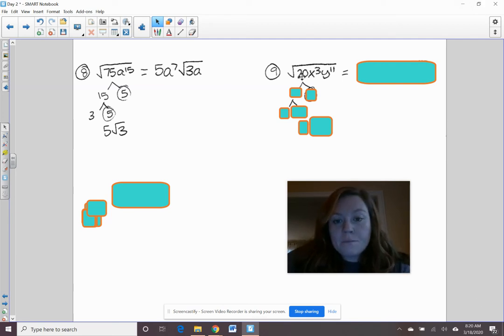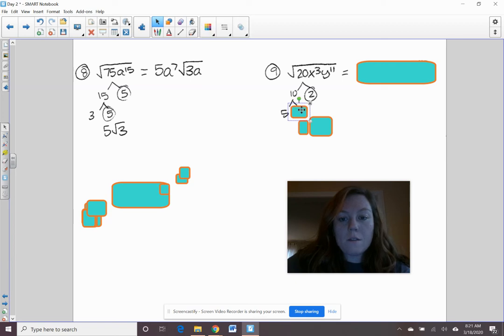Number 9. 20 can be broken down into 10 times 2. 10 then can be broken down into 5 times 2. So I have a pair of 2's. So that goes on the outside. The 5 doesn't have a pair, so it stays alone in the radical.